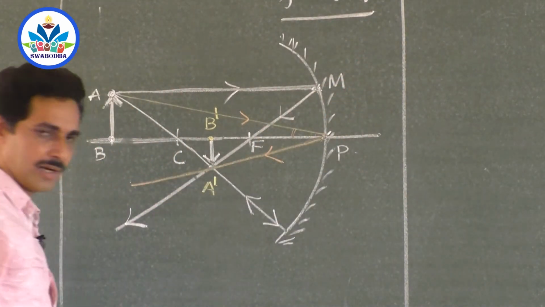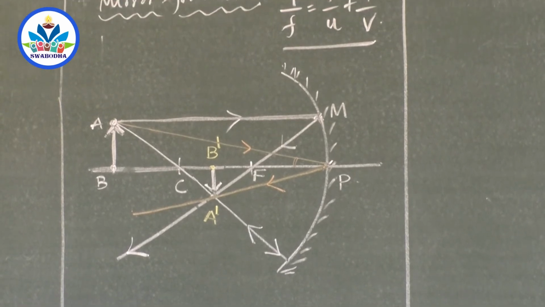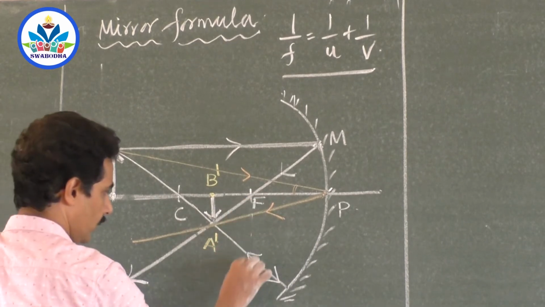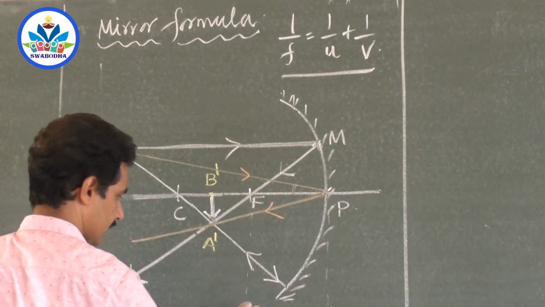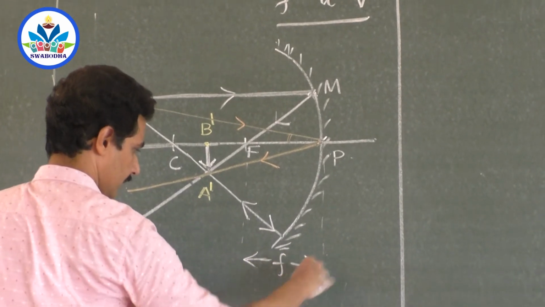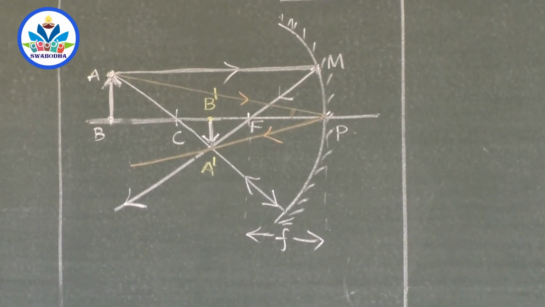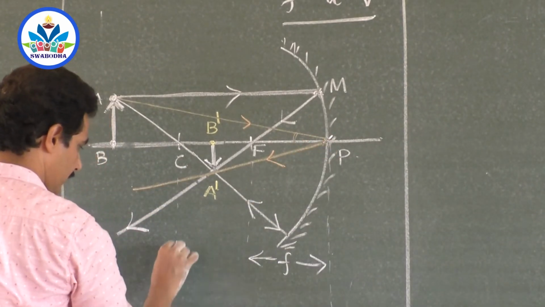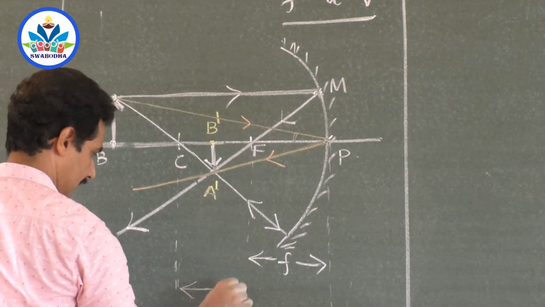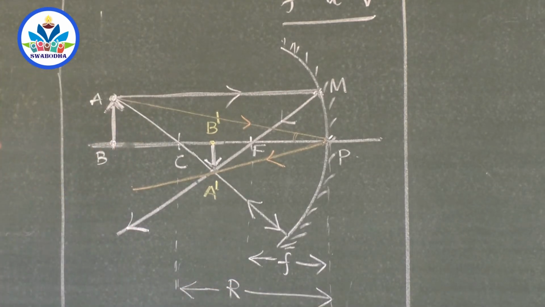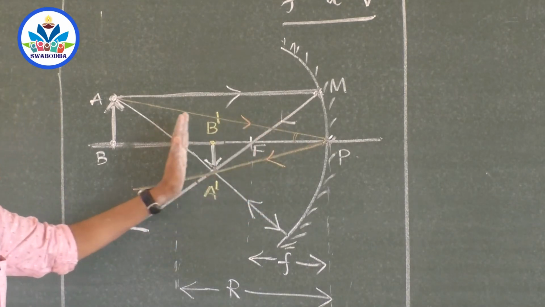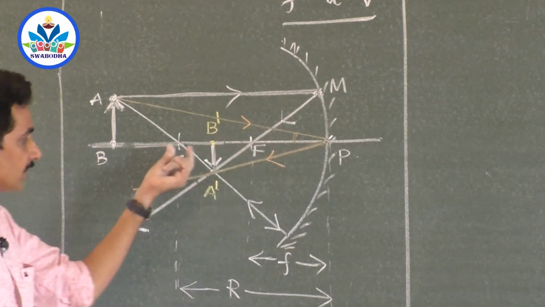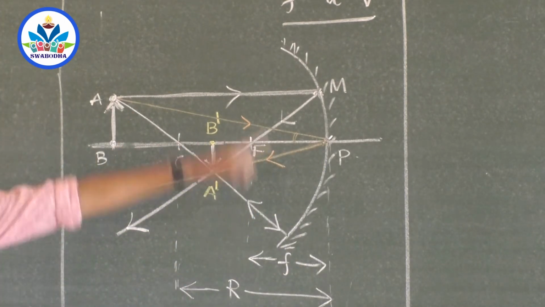Let us try to recognize where is focal length, where is object distance, and where is image distance. From pole here to the focus, focal length. You keep on writing this. From center to the pole, this is radius. All distances are measured from the pole along the principal axis. So from pole to the focus, focal length. From pole to the center, radius. It is the center of curvature.